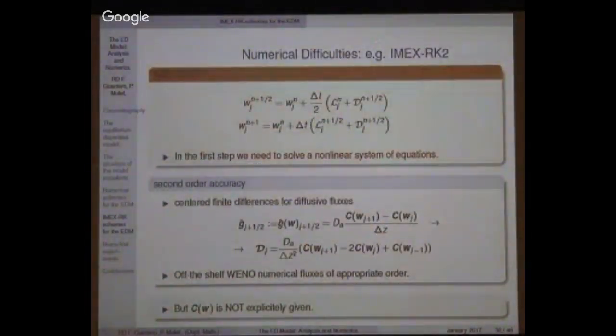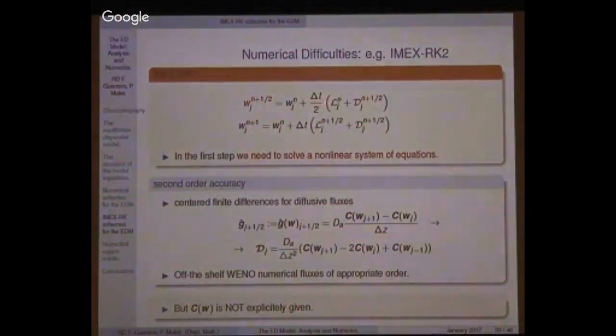So just to show you what are the numerical difficulties of this type of schemes when we go to the equilibrium dispersive model, I can just show you what happens with a Runge-Kutta 2 scheme, okay? So here will be a simple one, okay? So you have a middle step, right, where here's the implicit part, only the diffusion part.